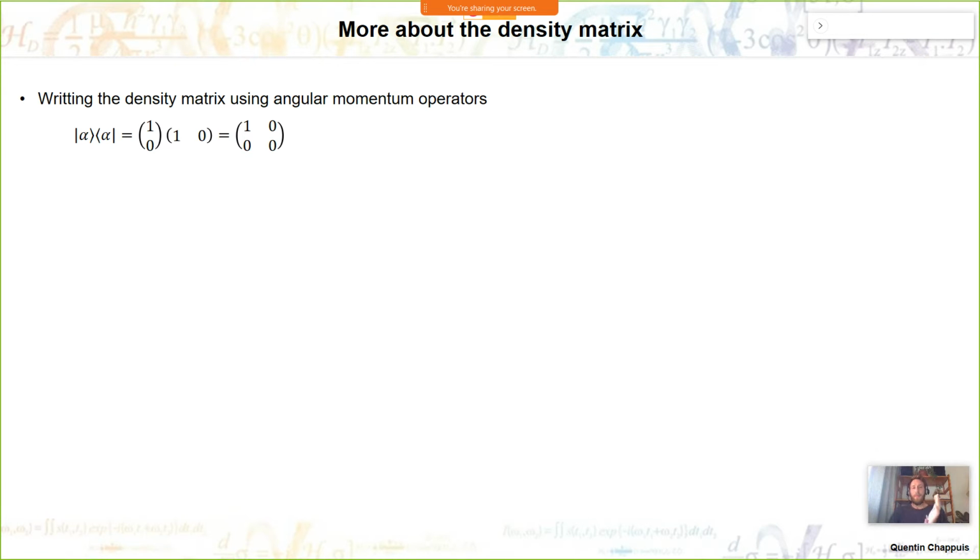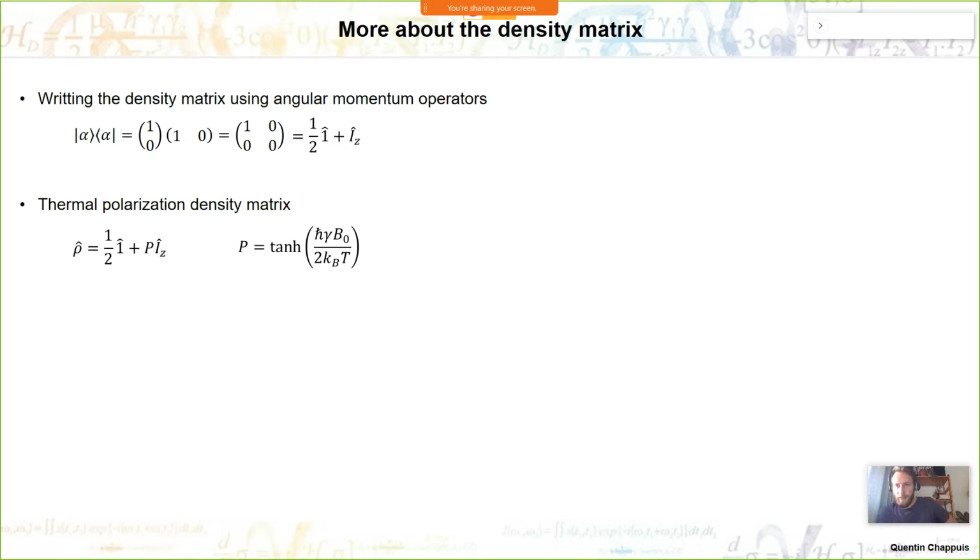Let's see some more elements about the density matrix and some pitfalls that we might come across in doing simulation. You can also write the density matrix as a function of angular momentum operators. So if you calculate it, you can notice that this matrix representing alpha is the sum of the identity matrix and Iz.